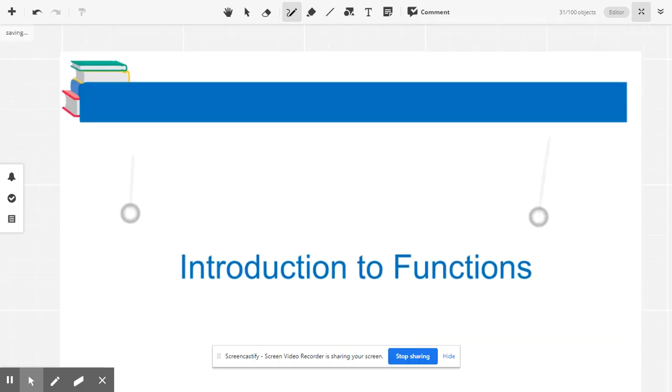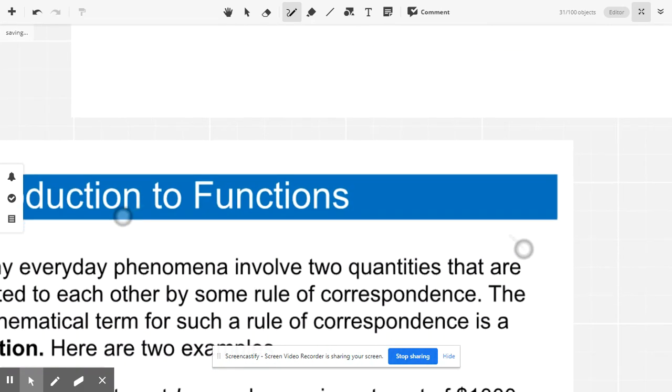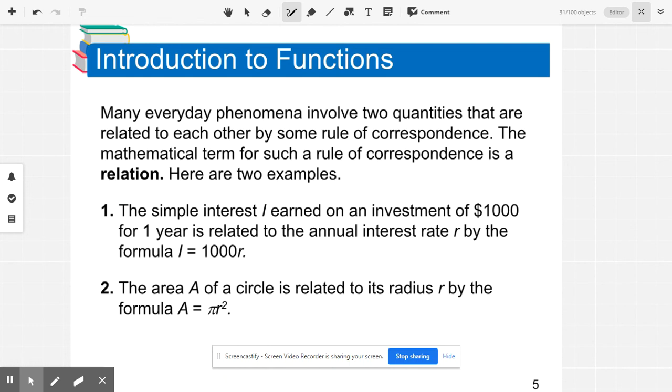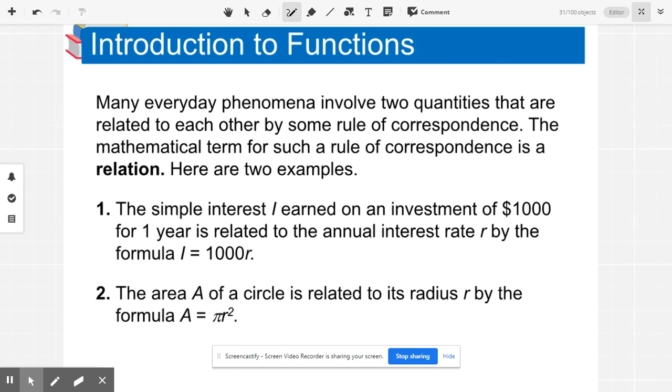So let's move on. An introduction to functions. Many everyday phenomena involve two quantities that are related to each other by some rule of correspondence. The mathematical term for such a rule of correspondence is a relation. Here are two examples. So basically, all that mumbo jumbo is just saying that a relation is a comparison of two things.